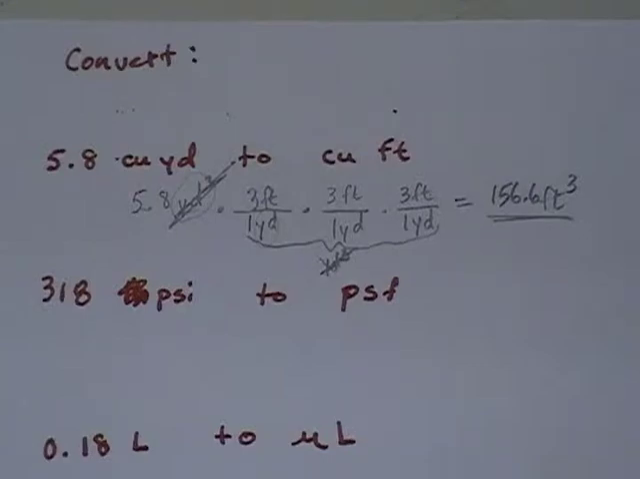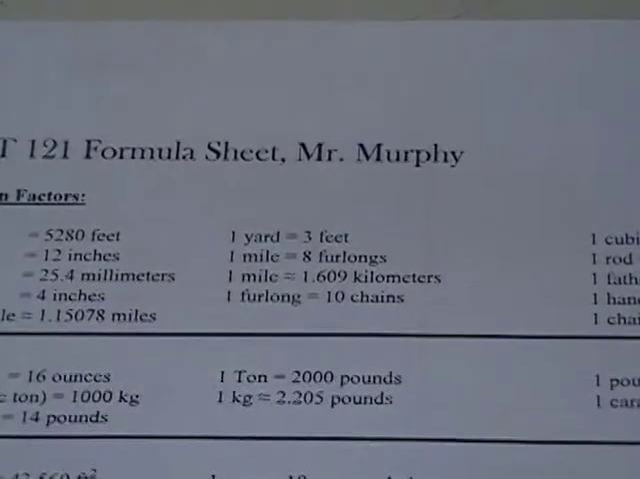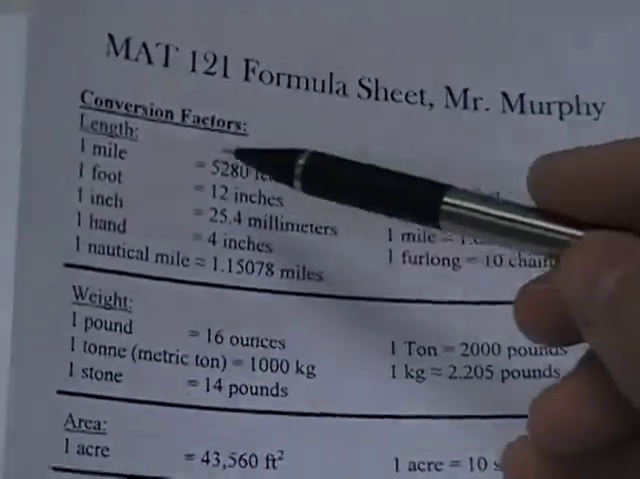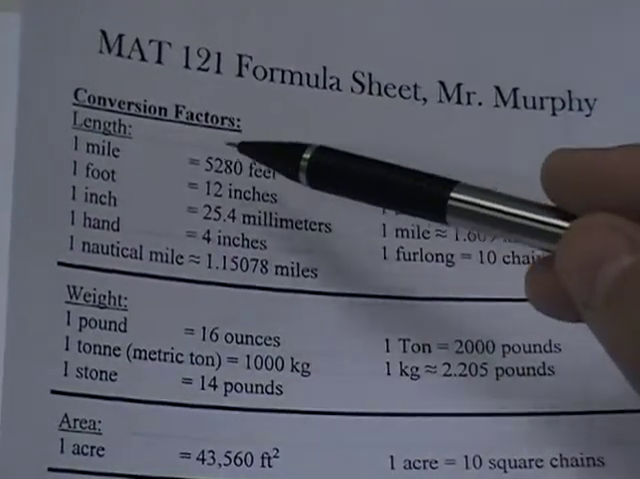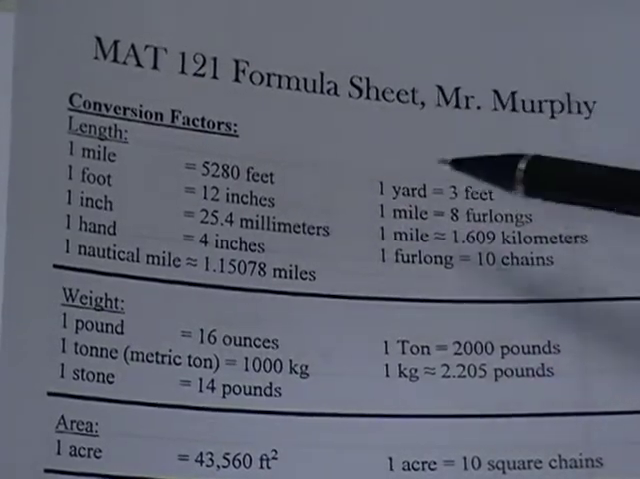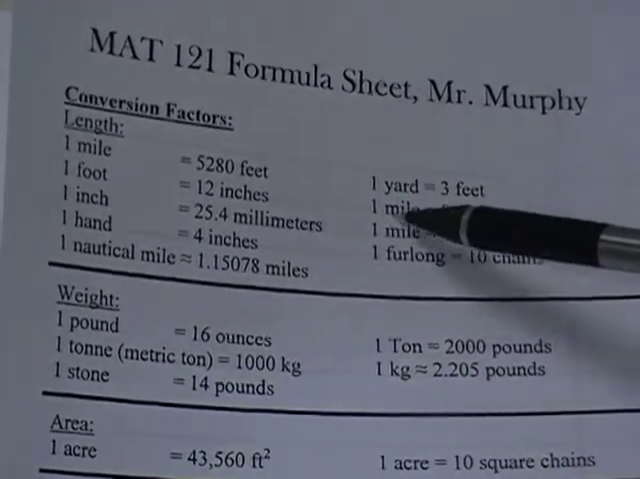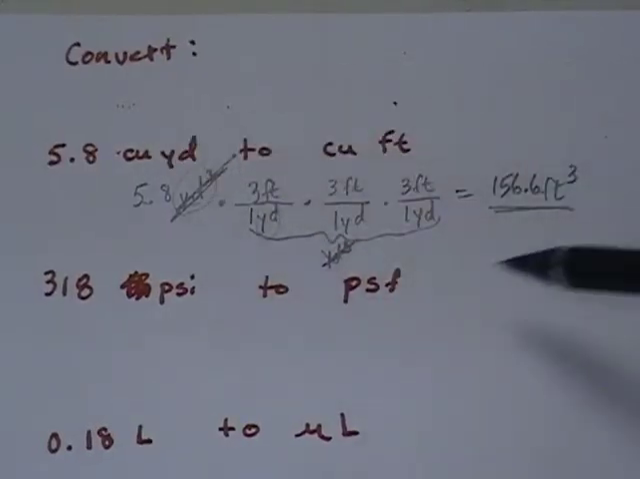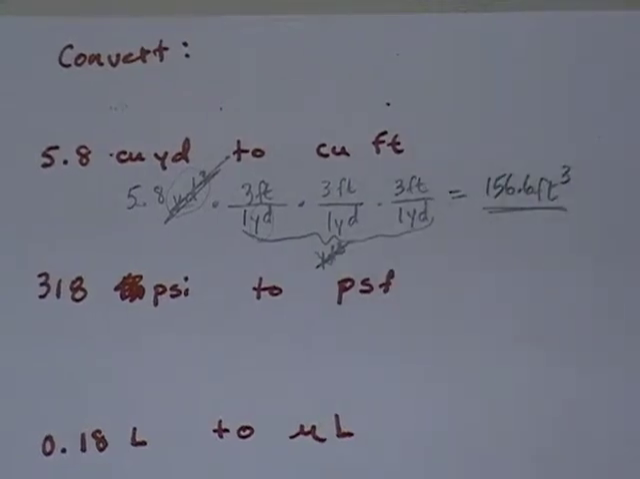Typically, when we convert units, we go by significant figures. What I mean by that is you all should have a sheet that I've given you. It looks like this, okay? And you'll see some of our conversion units have equal signs. 1 mile equals 5,280 feet. 1 yard equals 3 feet. 1 mile equals 8 furlongs. These are exact measurements. What that means is they have no effect on the outcome of this problem.